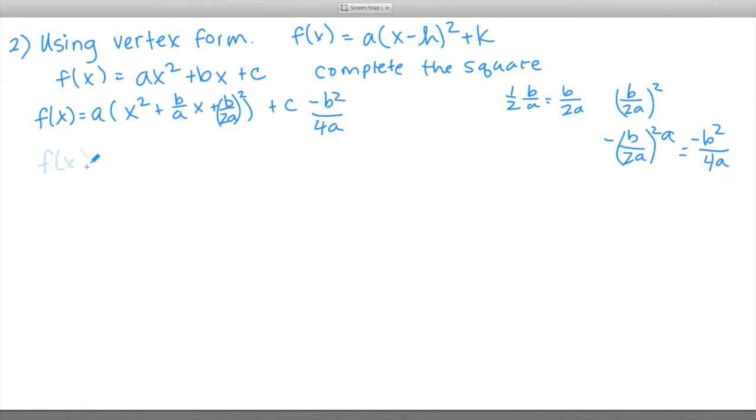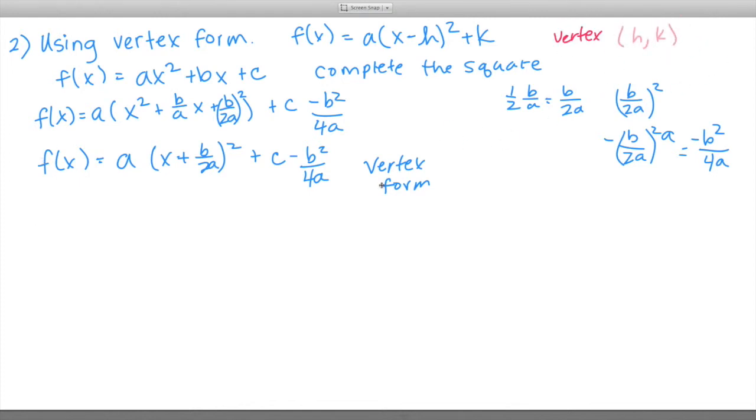So we have f of x is equal to a times, factoring that, x plus b over 2a, squared, plus c minus b squared over 4a. Now we have it in vertex form with all of our original coefficients from the general equation for a parabola.